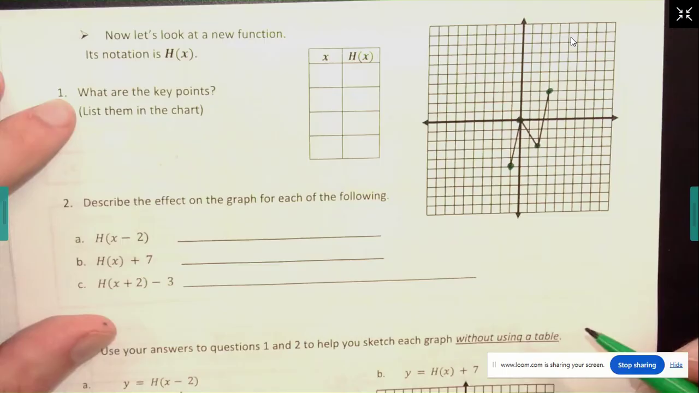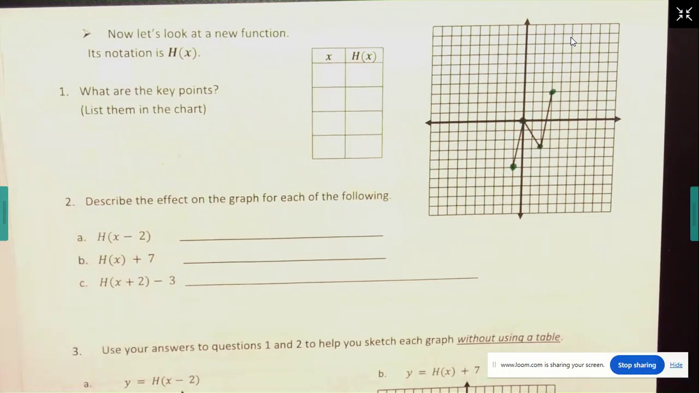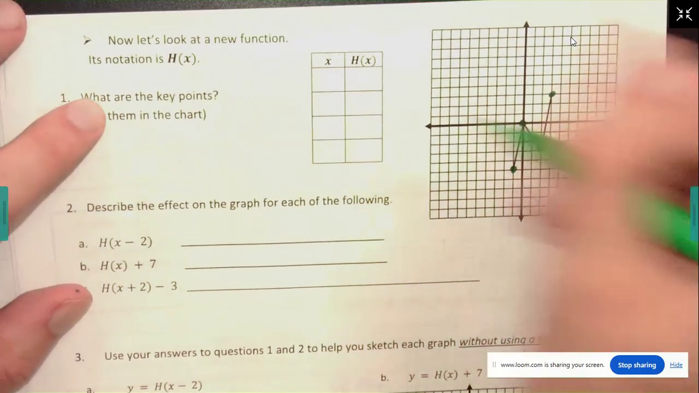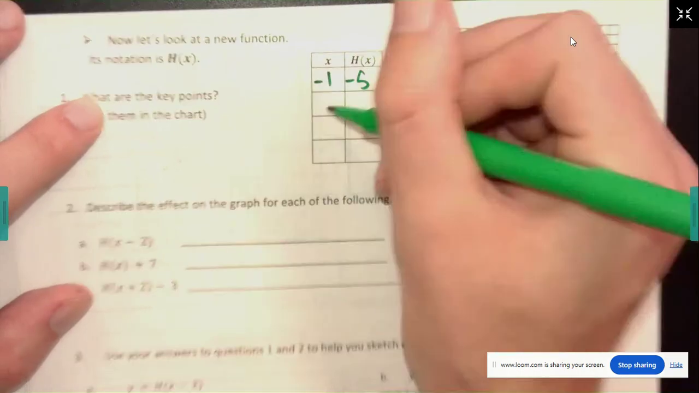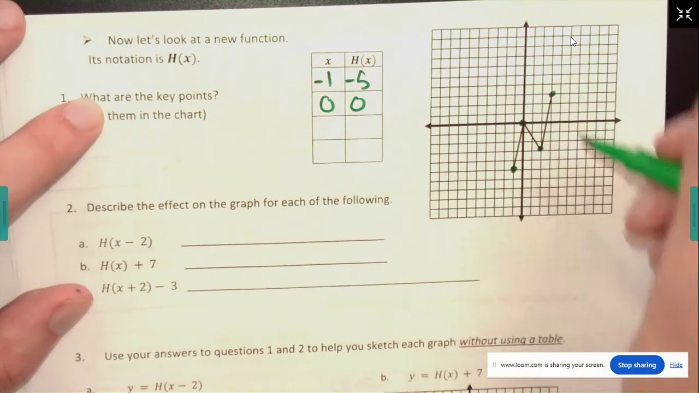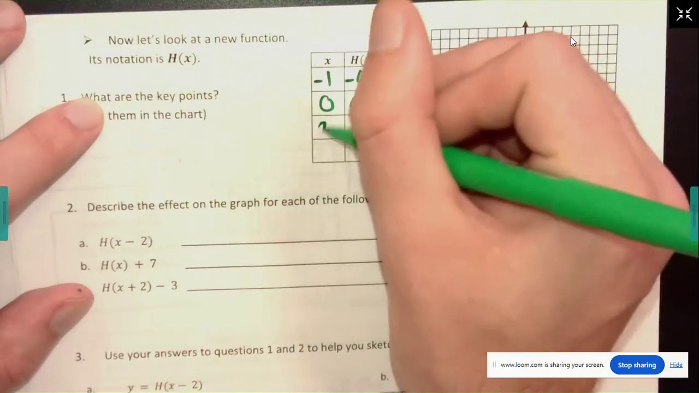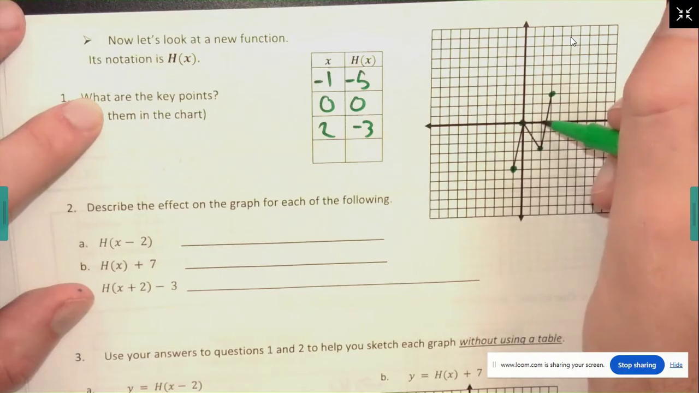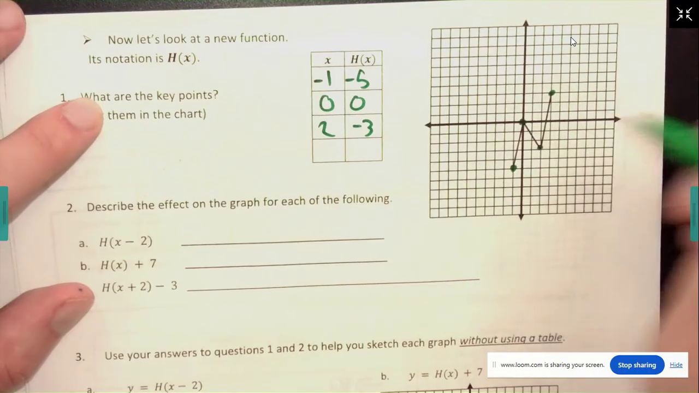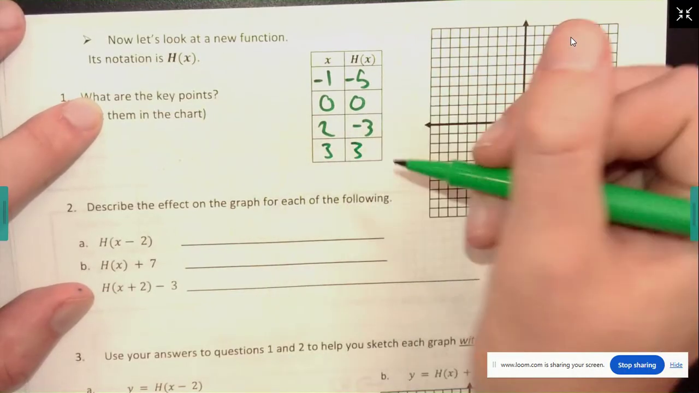So I have, I need to write it down. Okay, we'll figure this out. So -1, -5. I have 0, 0. I have 1, 2, -3. And I have 3, 3.